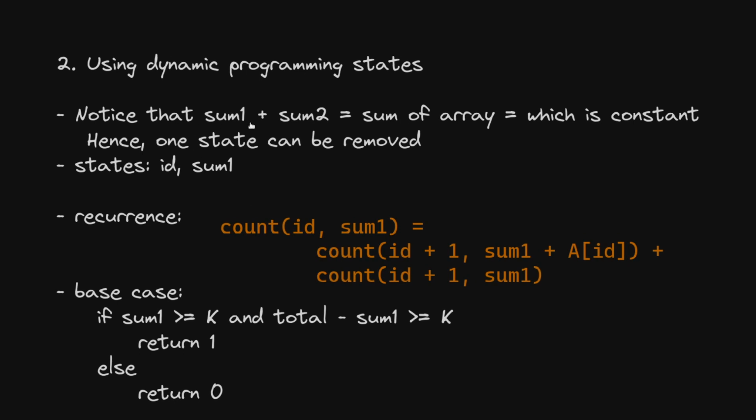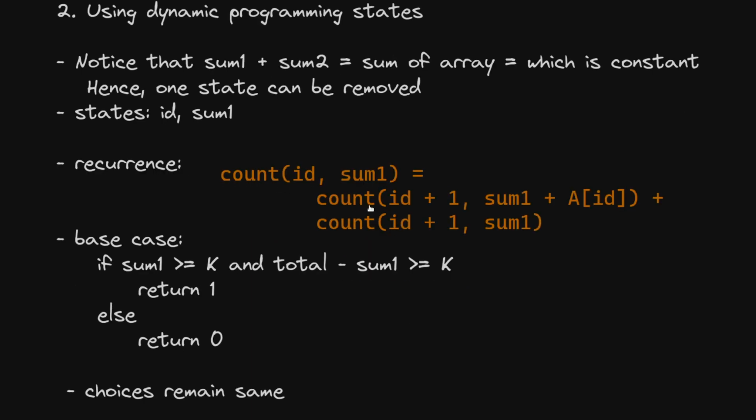We can notice that sum1 plus sum2 will be the sum of the array, because we are eventually going to consider all the elements in either sum1 or sum2. And since this is a constant, we can derive sum2 from sum1. So the states can be reduced to only index and sum1 or sum2, depending on what you want to store in the state. And the recurrence turns out to be with the reduced state of sum2.